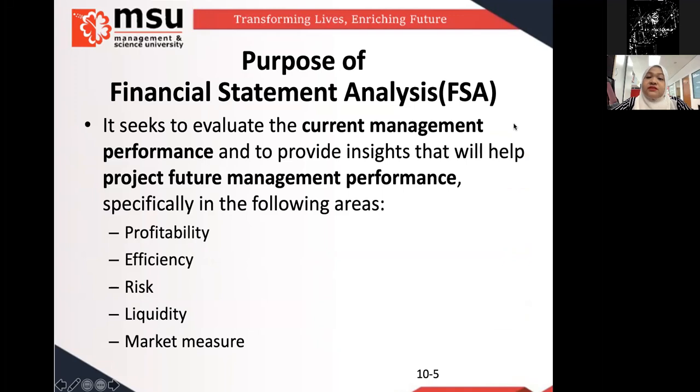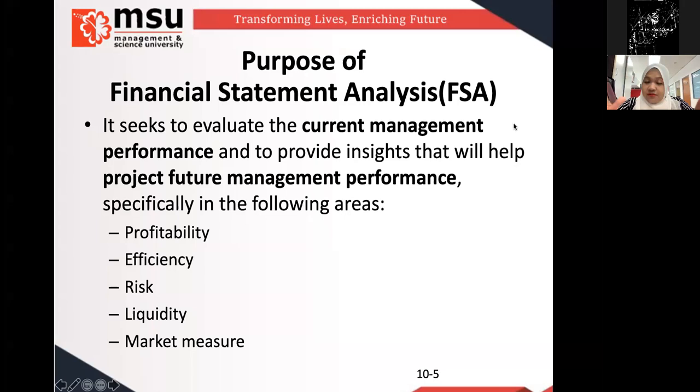The purpose of financial statement analysis is to evaluate the current management as well as the performance of the company. Why do we want to evaluate the performance of the company? Because we want to do the projection for the future. So from the analysis that we calculate, we predict what is going to happen in the future.